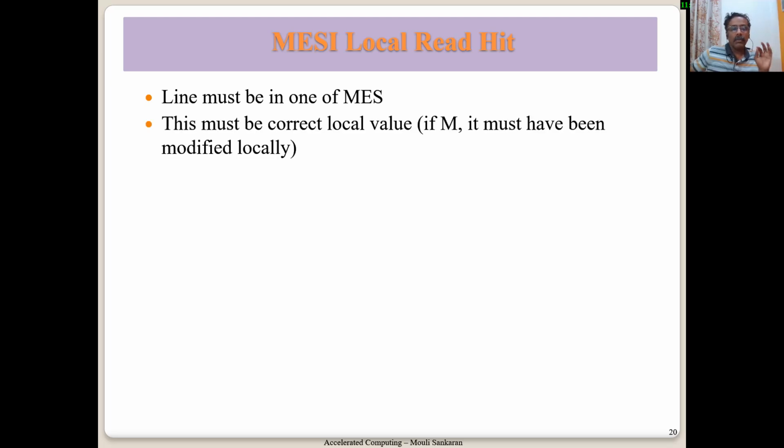Now this must be a correct local value. If M, it must have been modified locally. If it is M, that means this processor has modified it recently, and it is the only copy available in the system. No other cache has this block anywhere else. So you can provide the data available in the local cache. Simply return the value, no state change. It's a read hit in the modified state.